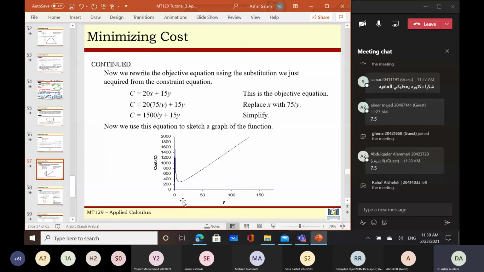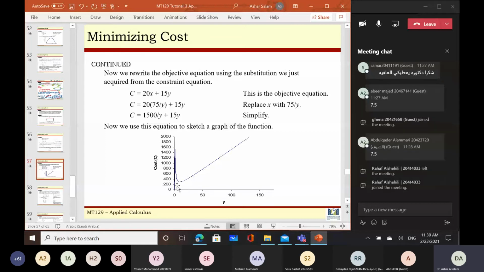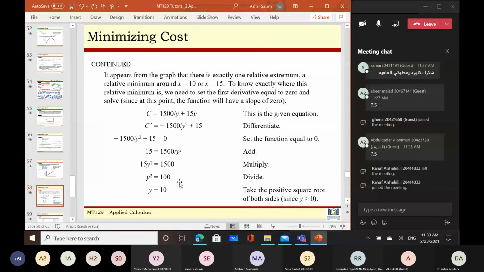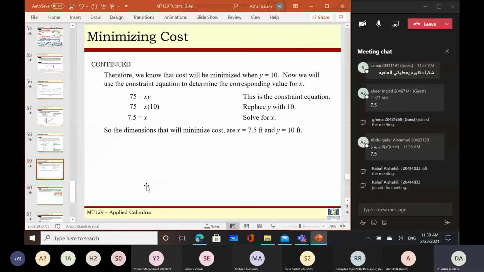Okay, and also they use the graph to prove that it's a minimum. Here at 7.5, it will be a minimum. They use the graph, but you can use the second derivative test for an easier way. Notice here the same solution. They find that y is 10, then substitute in the value here, x multiplied by y is 75, and find that x is 7.5. Exact same solution.